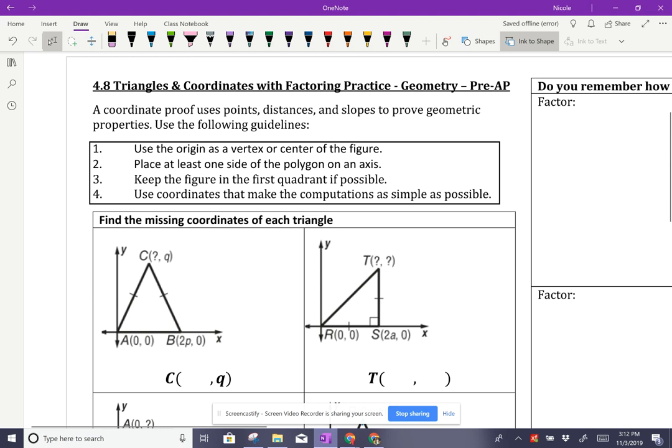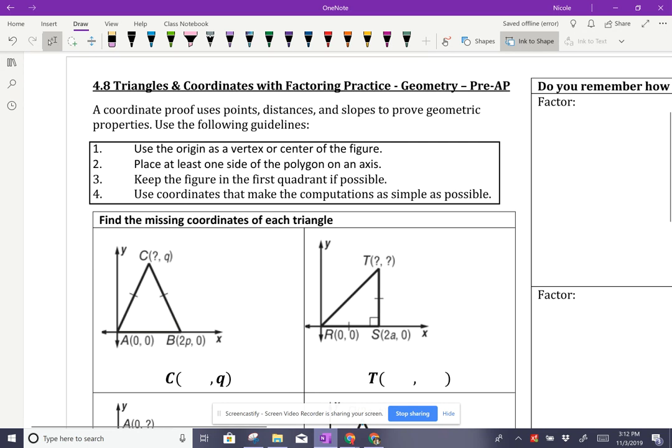All right, we are going to be jumping into 4.8, which is triangles on the coordinate plane. And then we're going to roll into some factoring practice to help us prepare for our upcoming section in chapter 5.